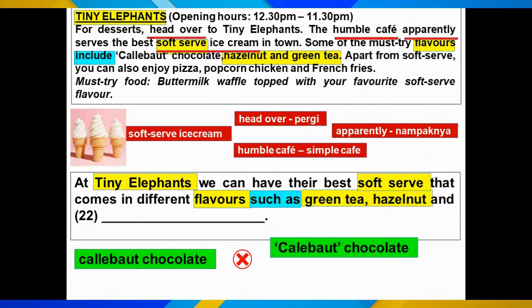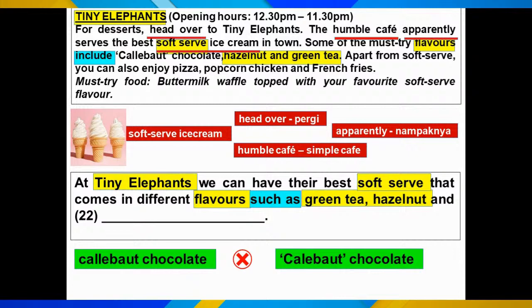Ah, Yani, how about this one? Can you check the answer? Is this correct? Help me. Do you think this answer is correct? No, popsicle. Why? Why is the answer wrong? Anyone?